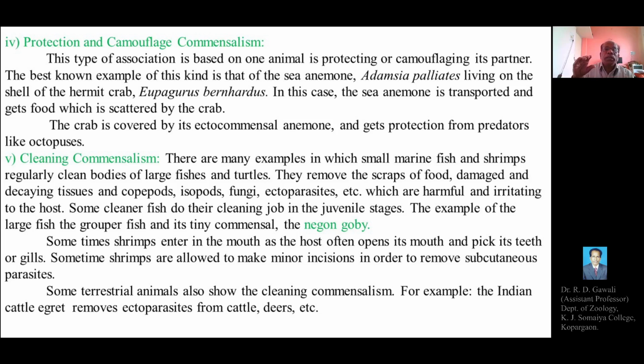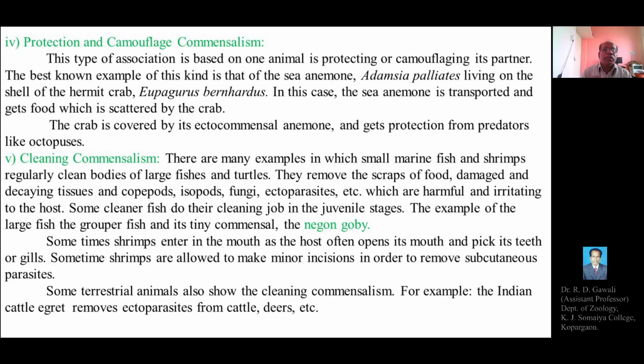So, some cleaner fish do their cleaning job in the juvenile stage or young stage, and the example is the large fish, the grouper fish, and its tiny commensal, the Nigon goby. The Nigon goby is a cleaning fish, and the host fish, that is the large grouper fish, serves as the host of the Nigon goby.